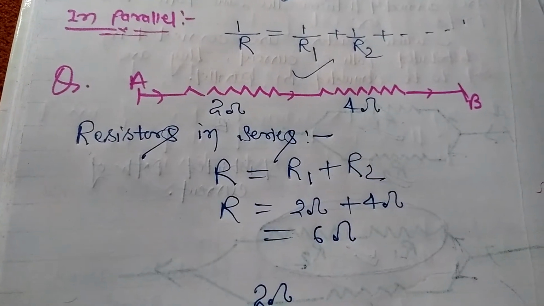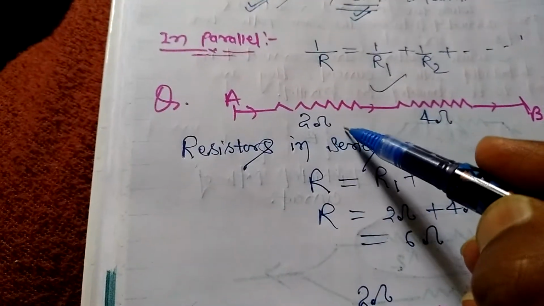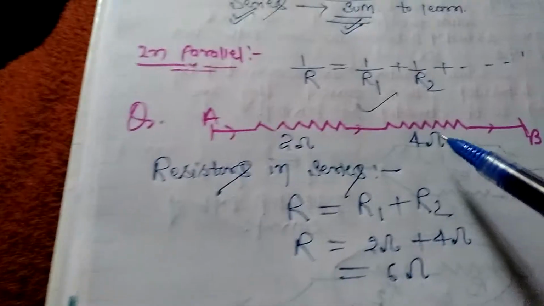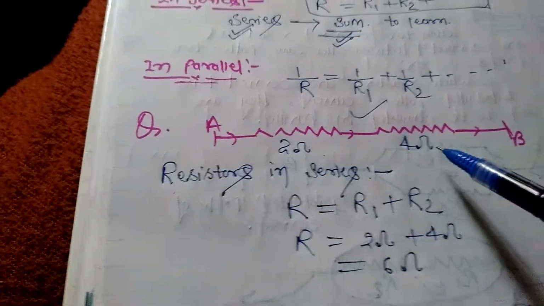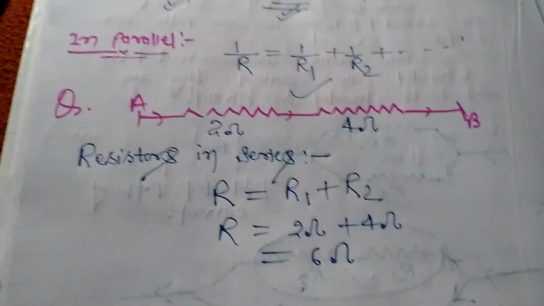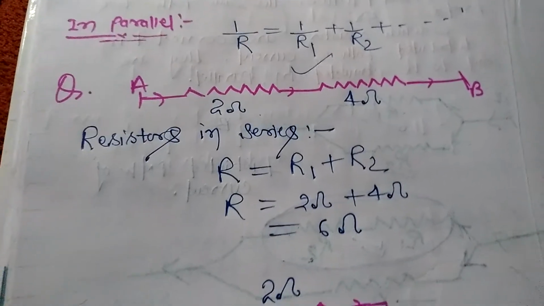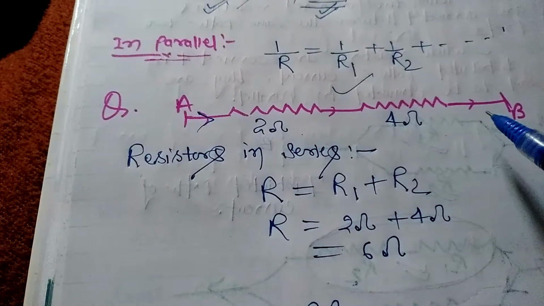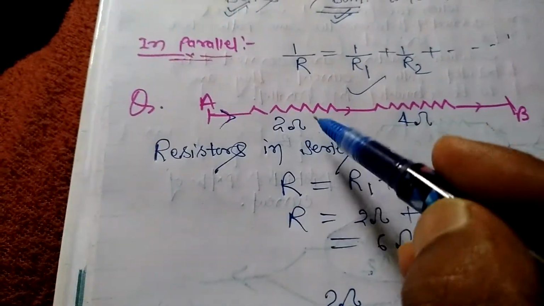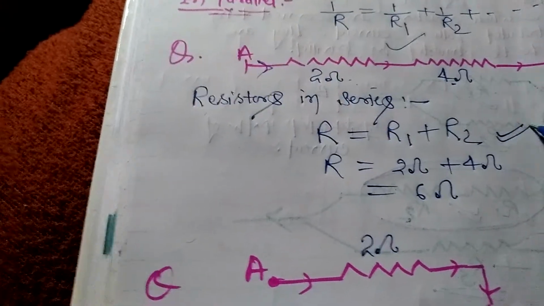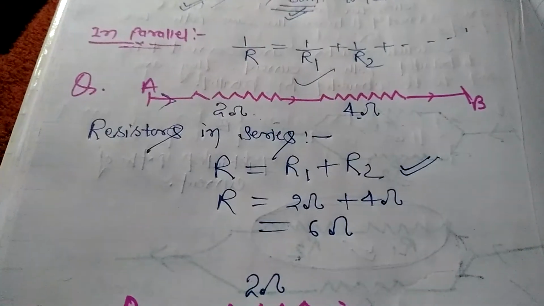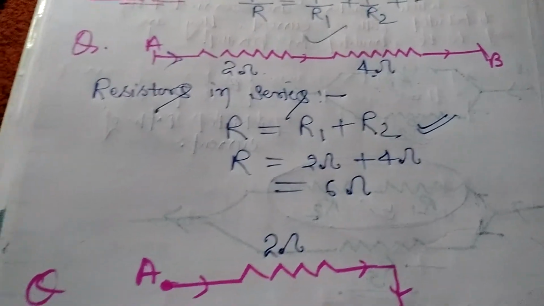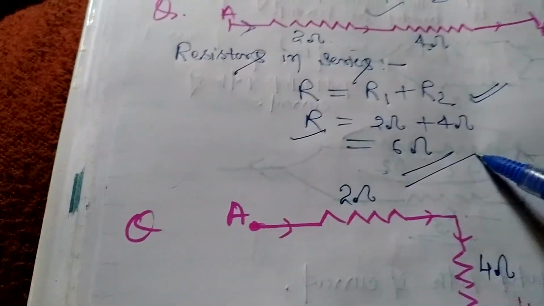Let us take one example. Now we have two resistors, 2 and 4. Suppose you have to calculate equivalent resistance. First we will decide whether these resistors are in series or in parallel. Here the resistors are in the same path of the electric circuit. That is why 2 and 4 are in series. We will take the formula of series combination, R is equal to R1 plus R2. So here R is equal to 6 ohm.